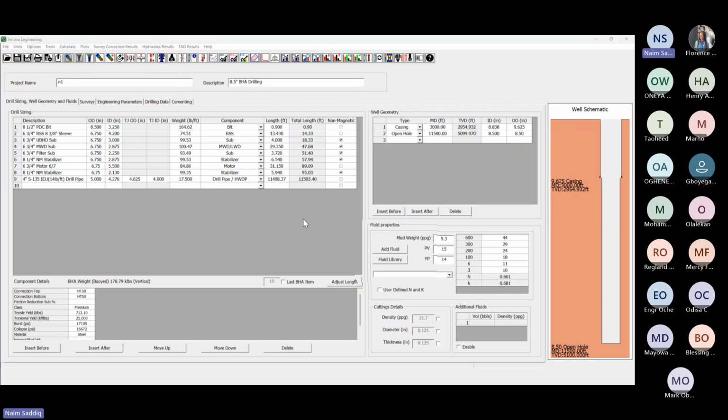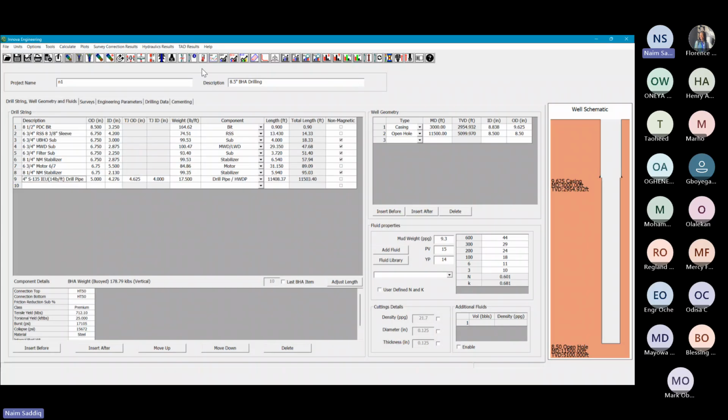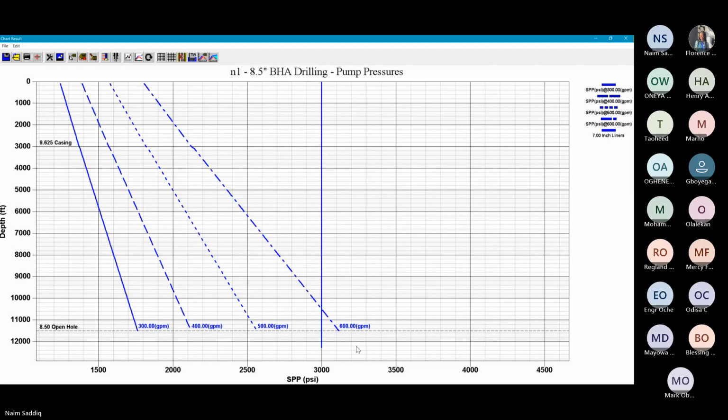Calculate hydraulics. Suppose you change it to 5, for example. And now what will be the pump pressure? It goes here and now you are okay. Look at the, and this is not the solution. This is just an iteration.